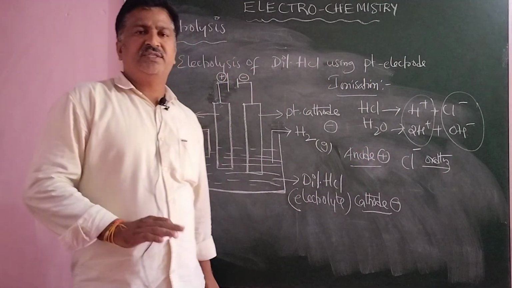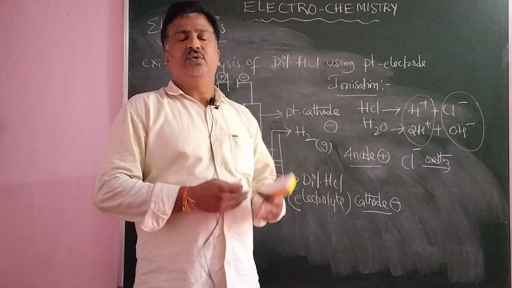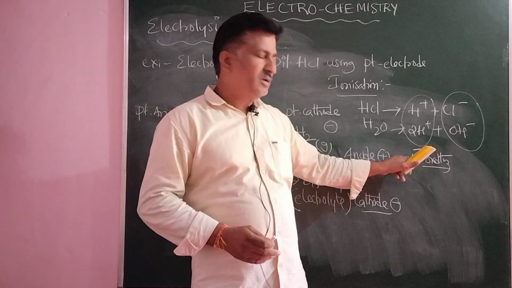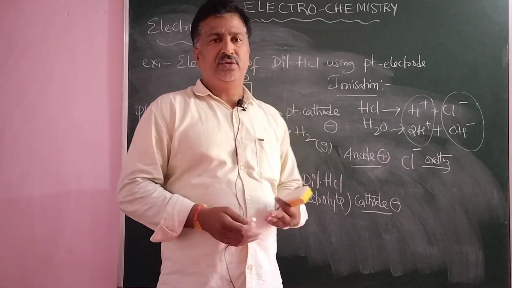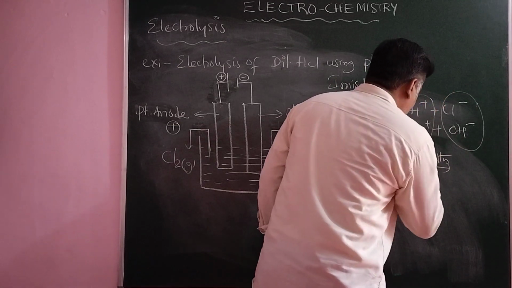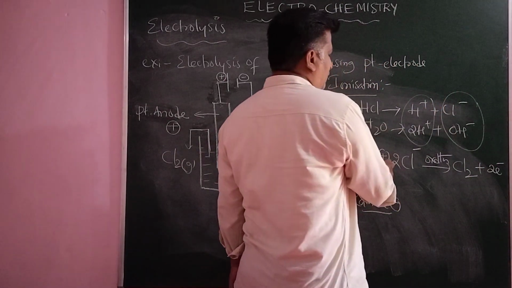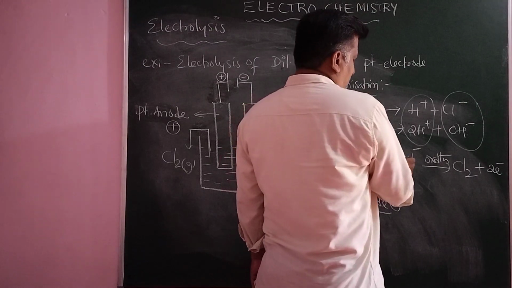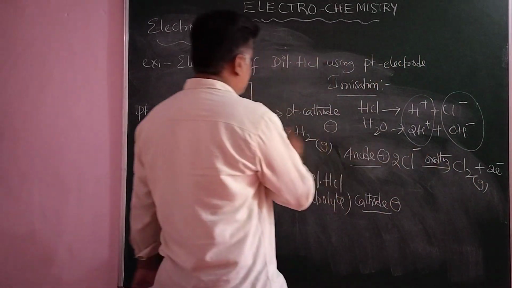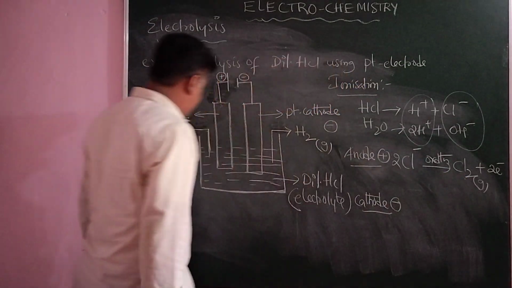At the anode, always oxidation will be taking place. Losing of electrons is nothing but oxidation. That means the Cl minus ion loses one electron, converting into chlorine. Since we have taken two Cl minus ions, they lose two electrons, converting into chlorine gas. So this chlorine gas is liberated at the anode, as you can see.